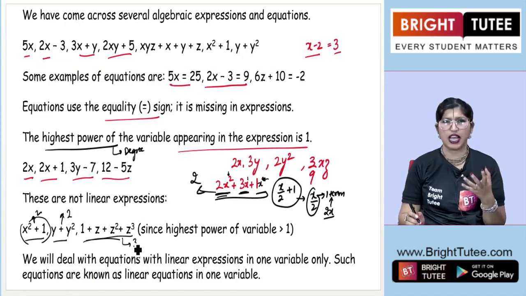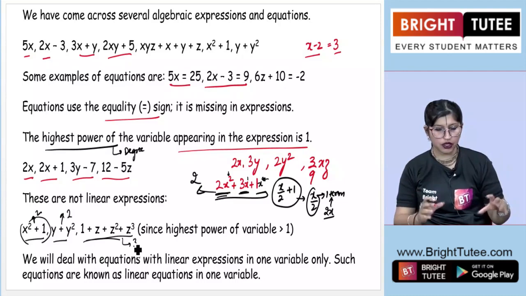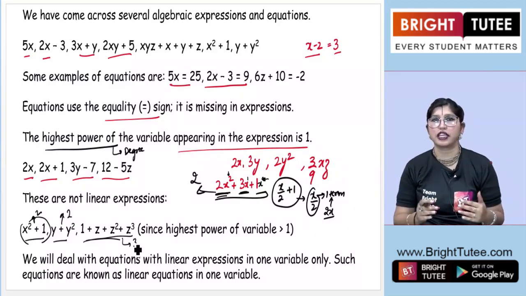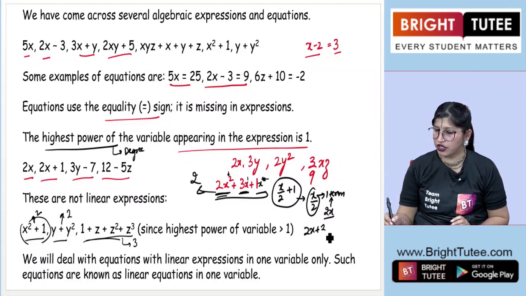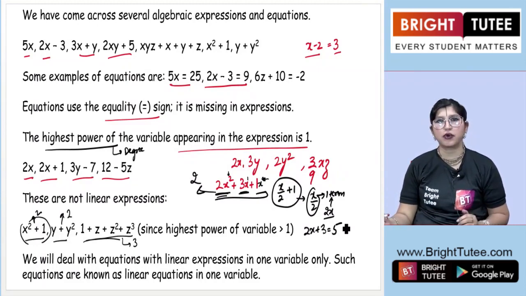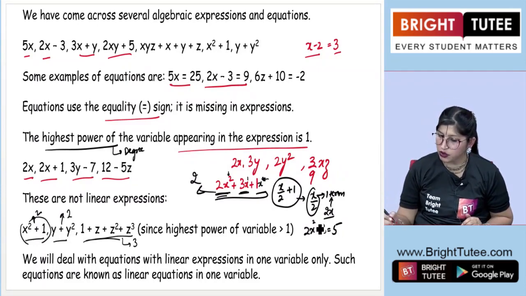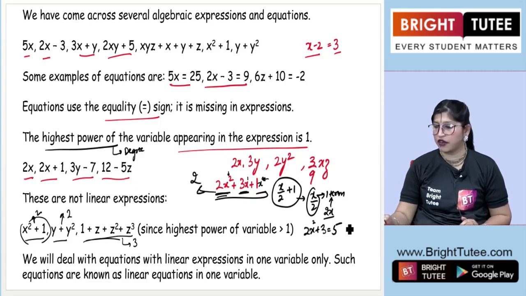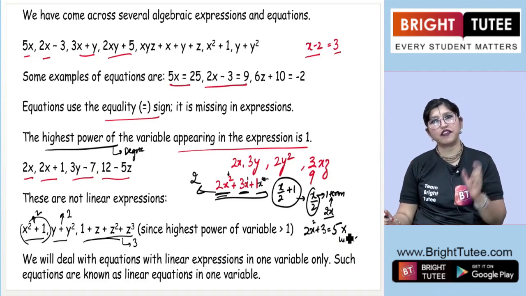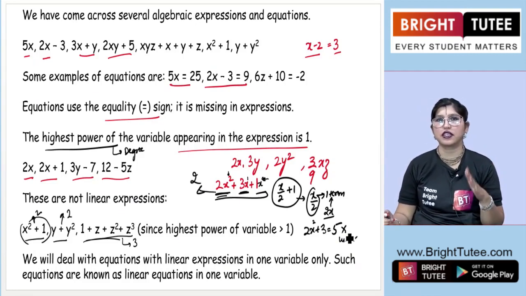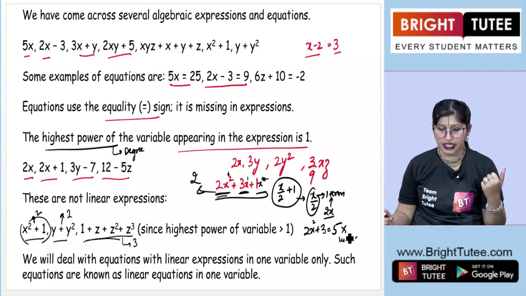This can be quadratic or cubic. We'll not talk about that. But we are sure that it is not a linear expression. If I'm talking about a linear equation, 2x plus 3 equals 5 is a linear equation. But if I write 2x squared plus 3 equals 5, this is not a linear equation. So only if the degree is 1 can we say that it's a linear equation or linear expression.